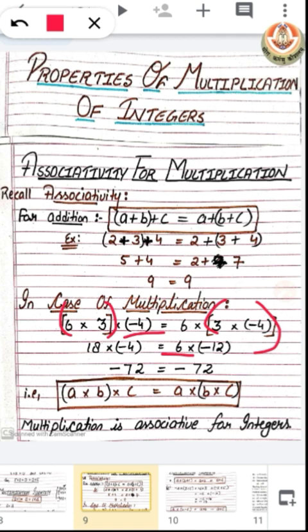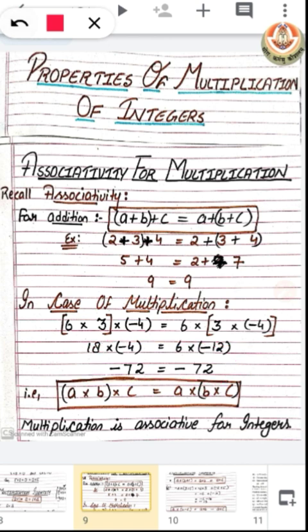Okay, so let's check. See, when we multiply 6 and 3, we get 18, and when we multiply 18 with minus 4, we get minus 72. Now check the other method. We multiply 3 and minus 4, we get minus 12, and when we multiply minus 12 with 6, we get minus 72. See, we can clearly see that both the answers are the same.